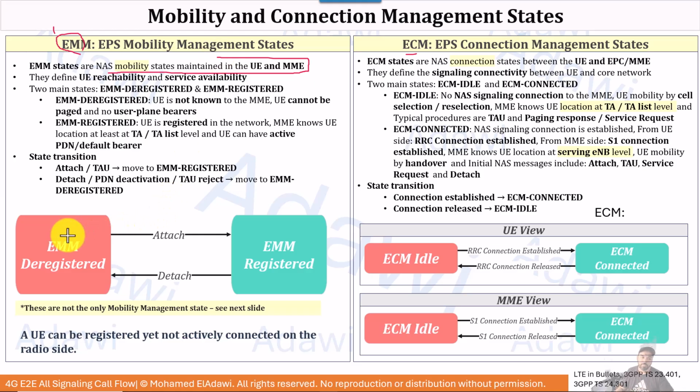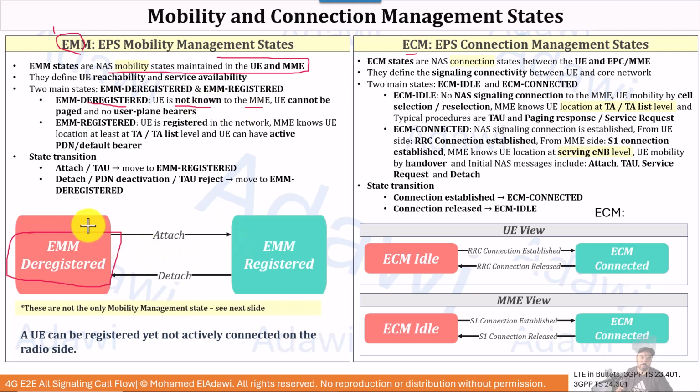For example, in case you have EMM deregistered, as mentioned here, this means the UE is not known to the MME. This means the user is not yet attached to the network, so the MME doesn't know any information about this UE. Accordingly, the user cannot be paged, and there is no user plane or bearer information.